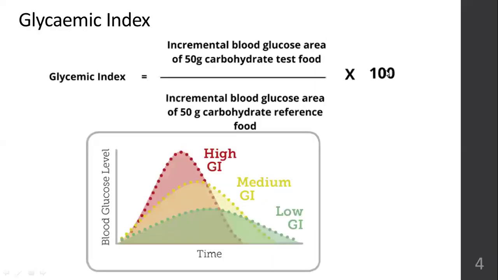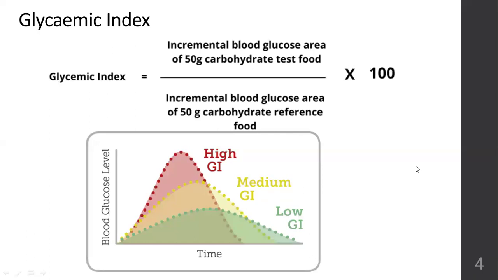If you get an answer that is between 65 to 75, it means it's a high glycemic index food. For example, white sugar, refined cereals, white rice, ripe banana, root vegetables, white bread. These are high glycemic index food.